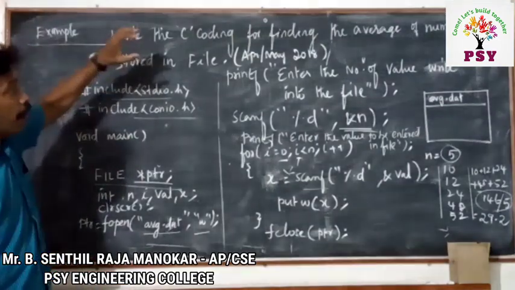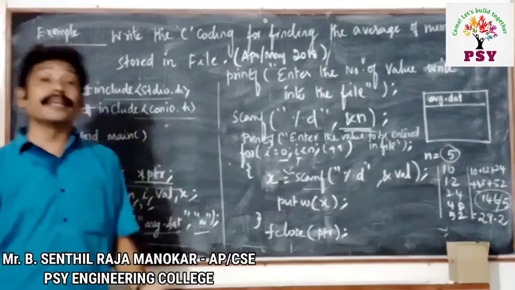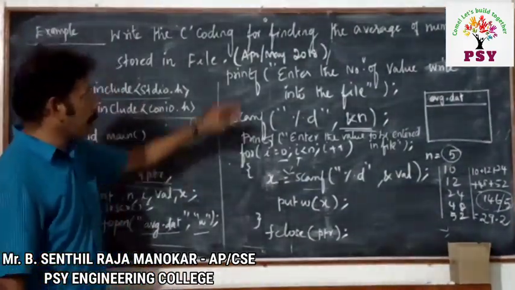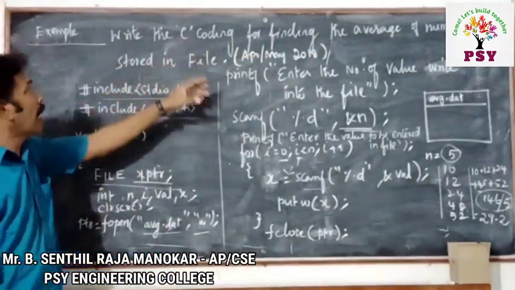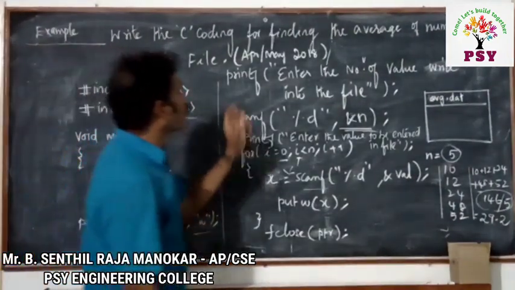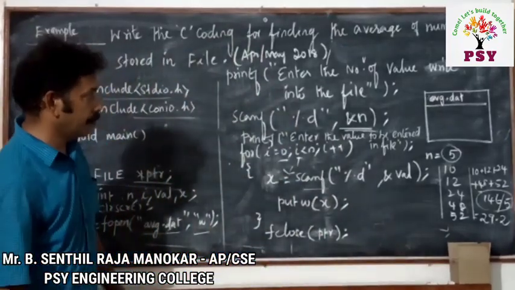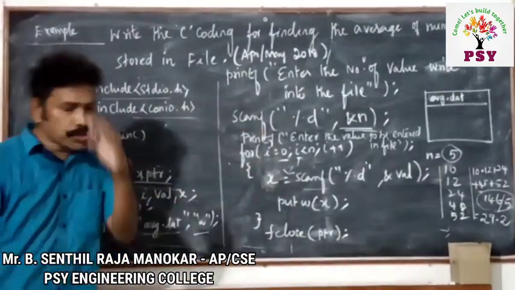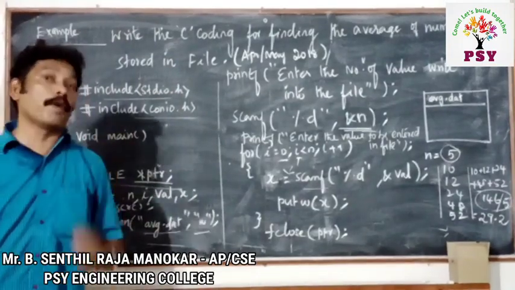So I chose one important problem which was already asked in the Anna University examination. In the April-May 2018 Anna University examination, there was this problem: write the C coding for finding the average of numbers stored in a file. That means, before starting this coding, you must understand the meaning of this problem. That's the most important point.